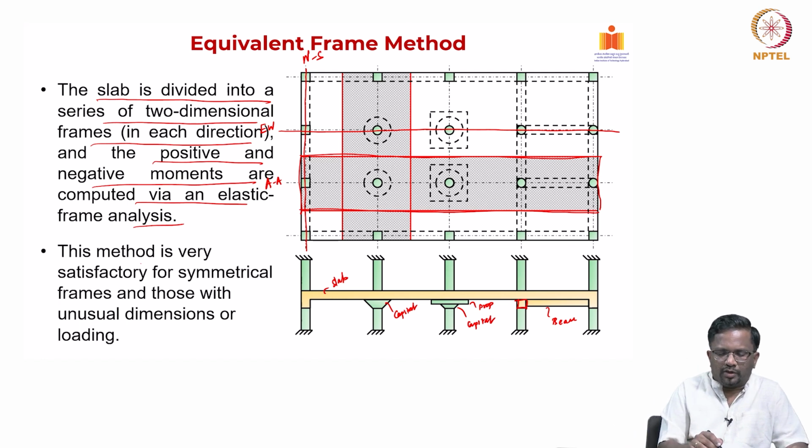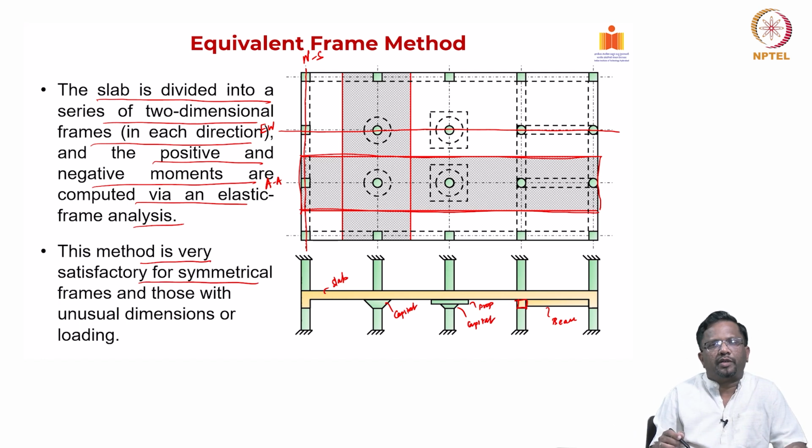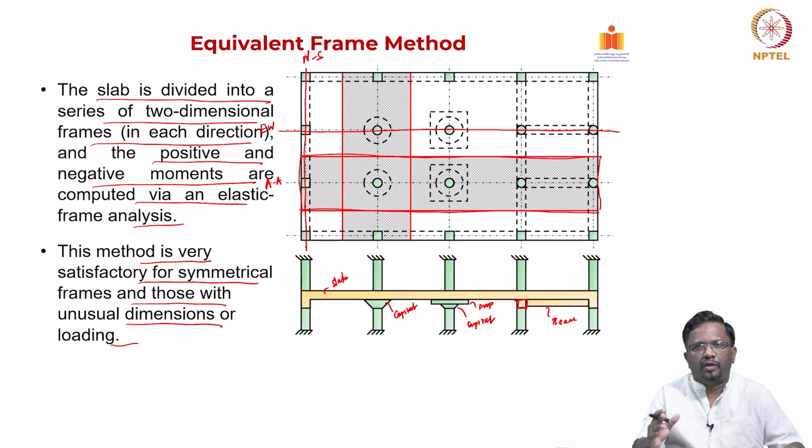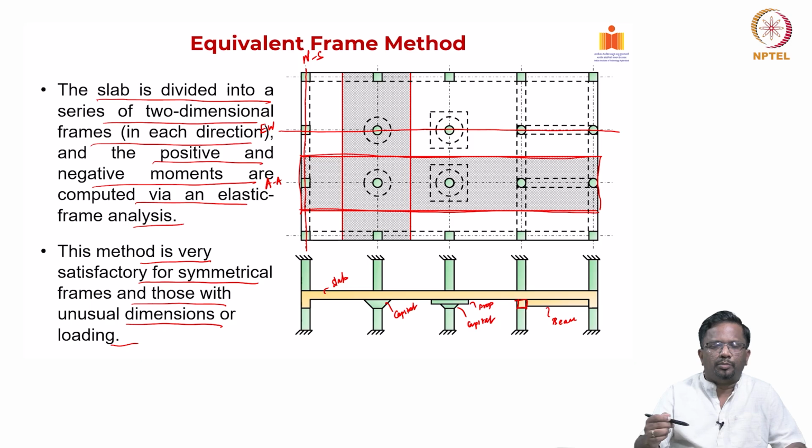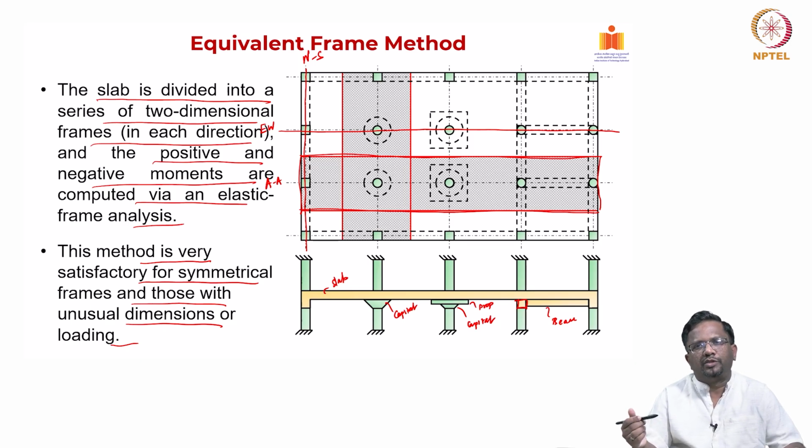And this method is actually satisfactory for symmetrical structures and those with unusual dimensions or loading. Even if you do not have different types of loading, again we know that the moment distribution method can be quite easily used for different geometries and different loading conditions, right. So, this is a big advantage with your post tension slab system analysis using the equivalent frame method.